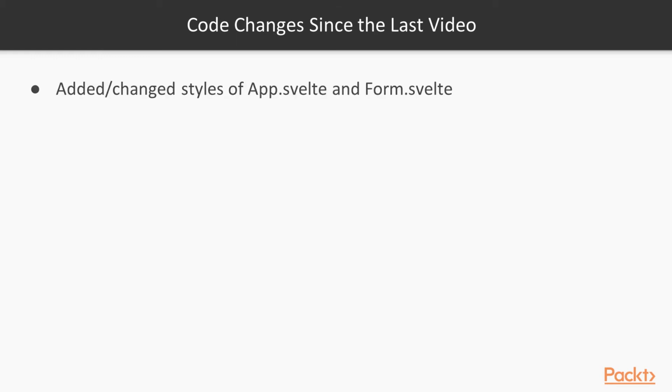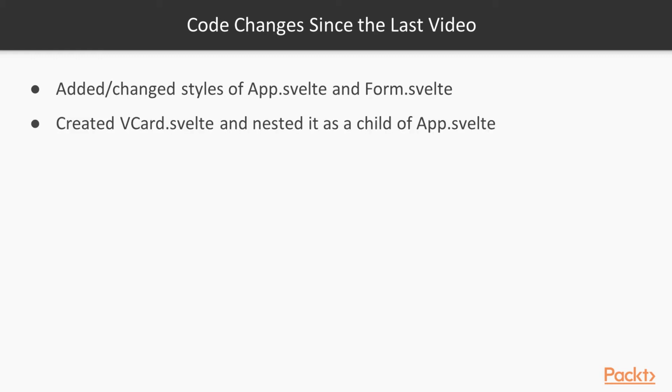Before we switch to coding, let's see which changes were made to the code since our last video. I changed and added some styles to the app.svelte and the form.svelte components. I also created the vcard component and nested it as a child of the app.svelte.